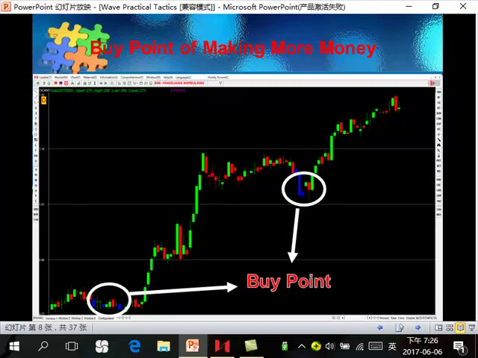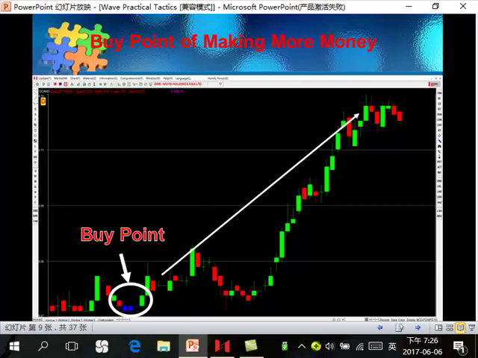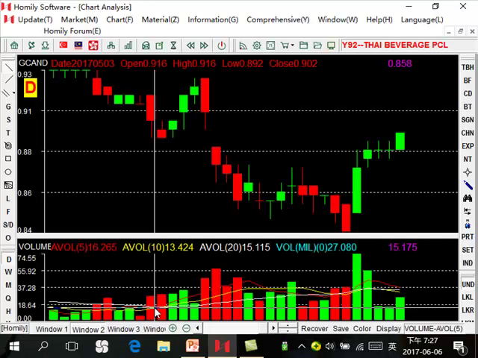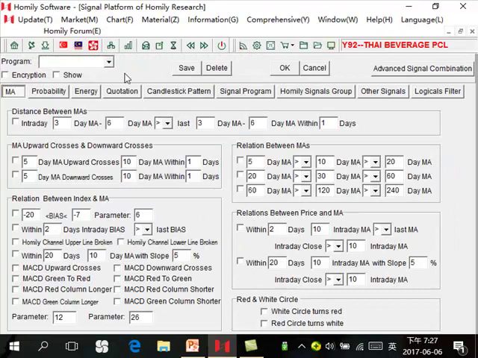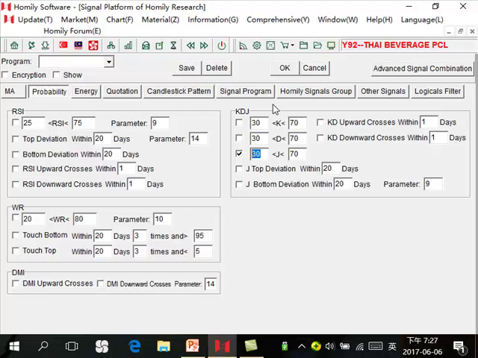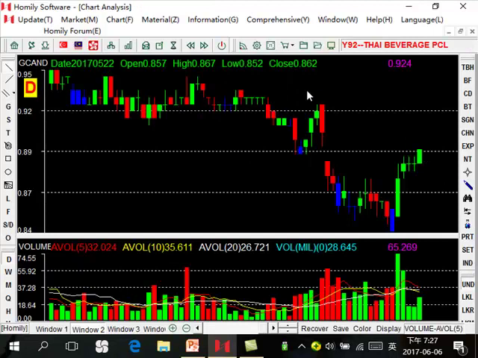So let's see this one. This stock is good, but not now. We can see the blue signal appears, then disappears. Here, if you buy, do you make more money or less money? You can make more money. So if you want to make more money, you can set the buy low signal. But how to set this buy low signal? I can teach you. Firstly, you should click the signals, then click probability. For KDJ, you can change the parameter to minus 20 to 8. Minus 20 to 8, okay.